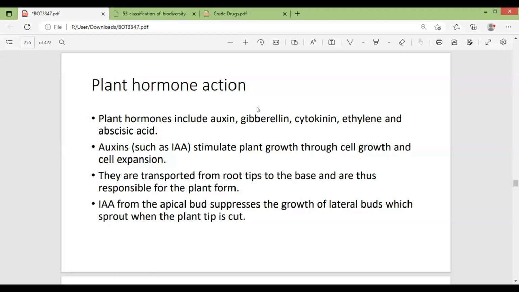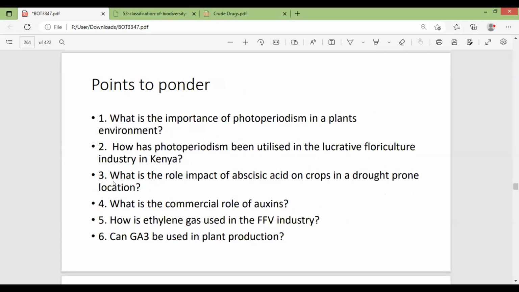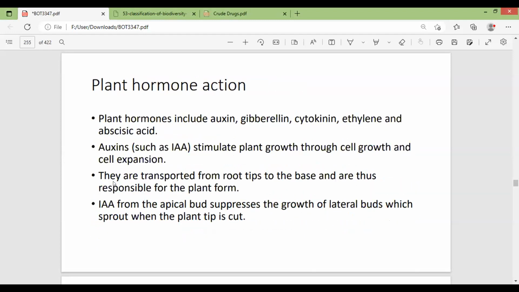So auxins, gibberellin, cytokinins, ethylene, and abscisic acid. Let's start with the auxins. Auxins are what will stimulate plant growth. And by plant growth, in this case, we are talking about the plant growing upwards or downwards, in simple terms: the shoot shooting up, or the root going down.